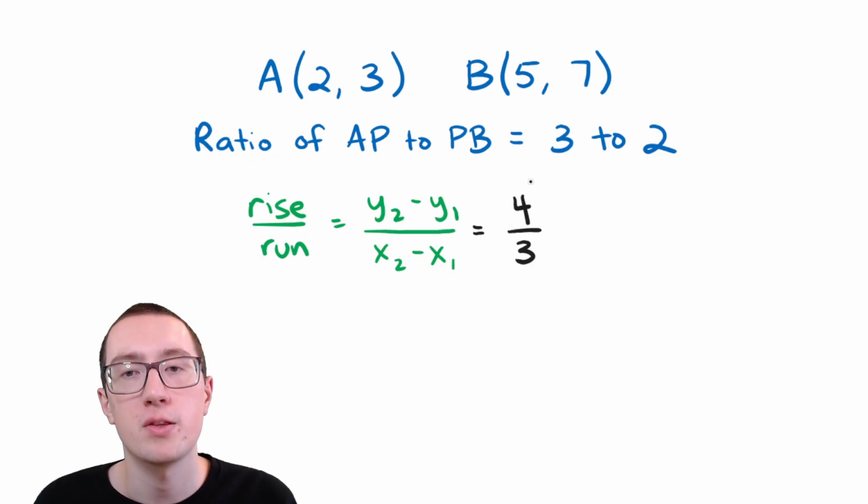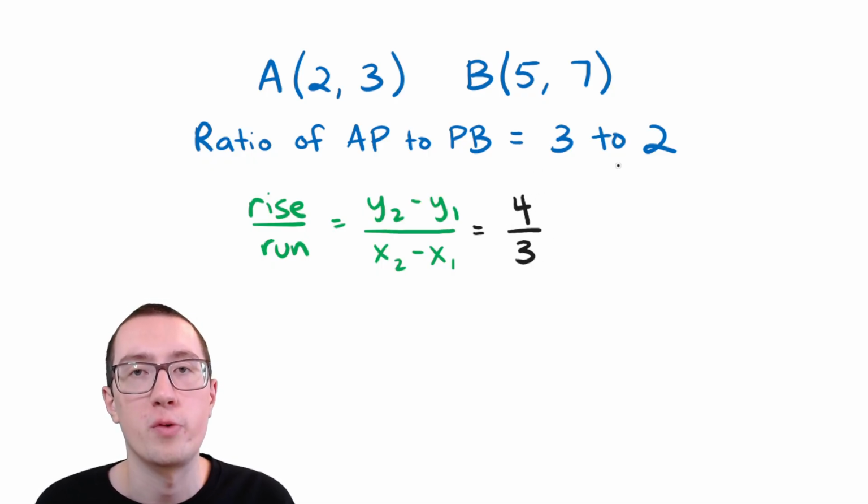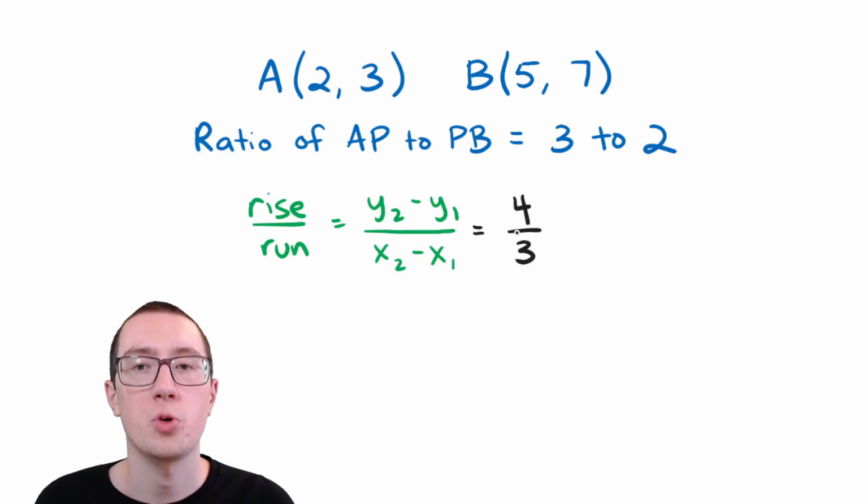Now, even though we just found the slope, the fact that the slope is 4 over 3 actually doesn't really matter. All that matters is that our rise is 4, and our run is 3. So what we're going to do is we're going to take our point A now.